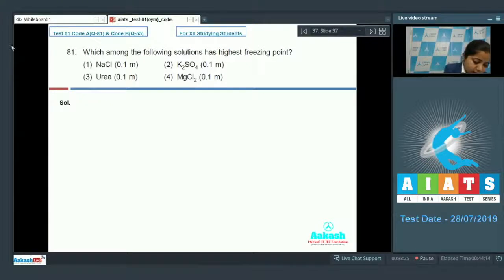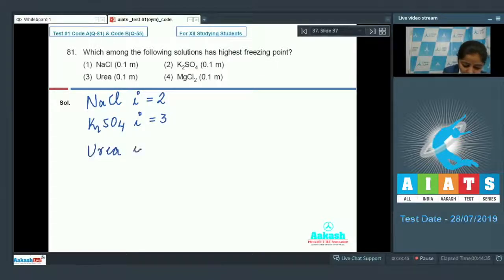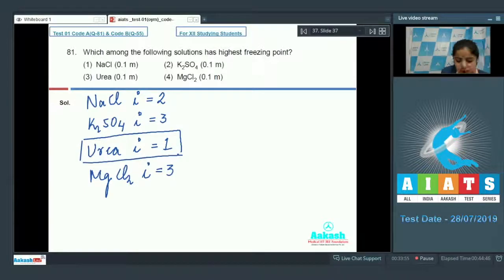For NaCl, the value of i is 2. For K2SO4, the value of i is equal to 3. For urea, the value of i is 1. And for MgCl2, the value of i is 3. So urea has the least number of particles. Therefore, urea will have the highest freezing point, as the solute which has the least number of particles will have the highest freezing point. Therefore, the correct answer is option number 3.